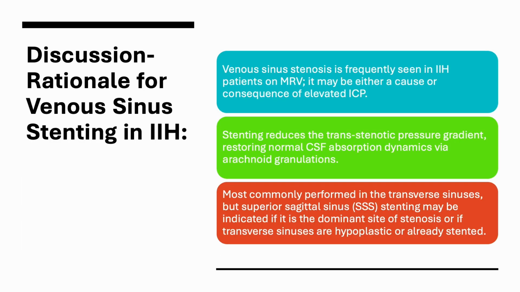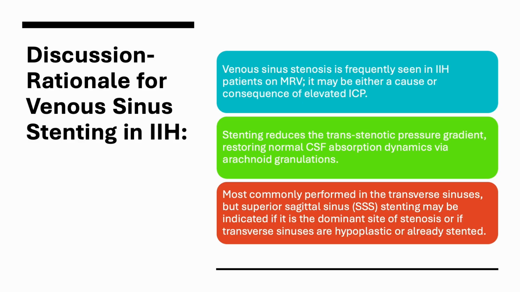So in the discussion of this case, I want to focus first on the rationale for venous sinus stenting. The primary goal in treating IIH is to relieve the increased intracranial pressure. Traditional therapies such as medical management or repeated lumbar punctures often provide only temporary relief, as was seen in our patient's case. Venous sinus stenting addresses the underlying venous outflow impairment, restoring normal cerebrospinal fluid absorption dynamics.